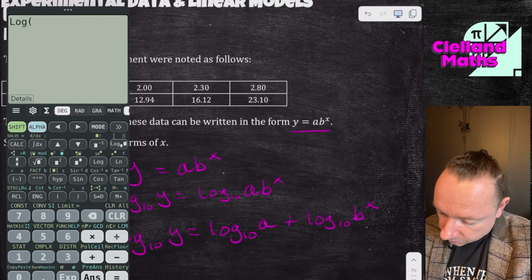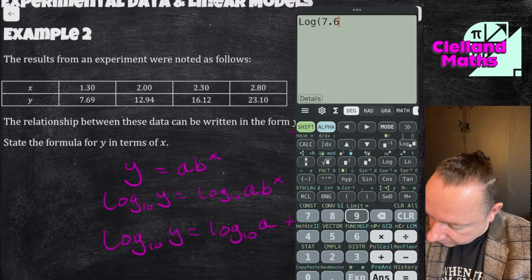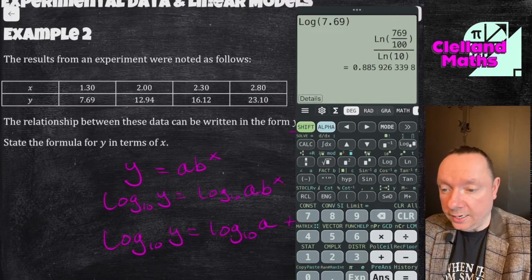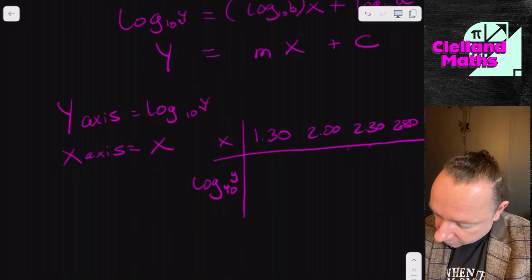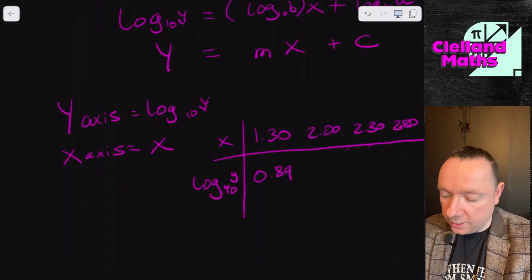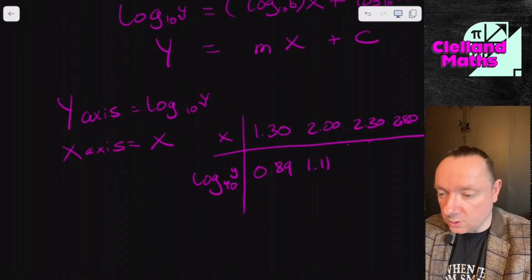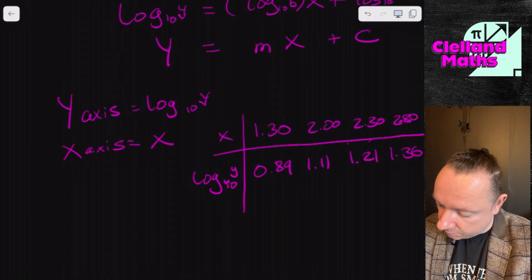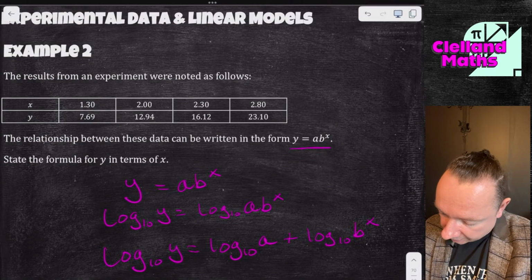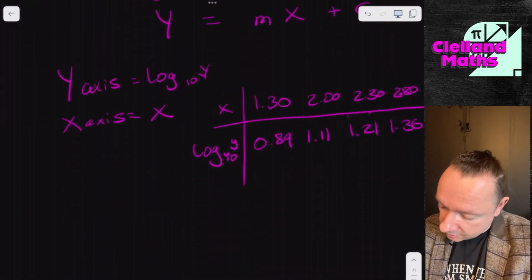The log of 7.69, so the first number is 0.885 or 0.89. Just do it to 2 decimal places because the rest are. I then do the next log of y, which is 1.11. The next log was 1.21, and the next one's 1.36. I'm getting these numbers just by taking the log base 10 of these y's, to make it the same scale.